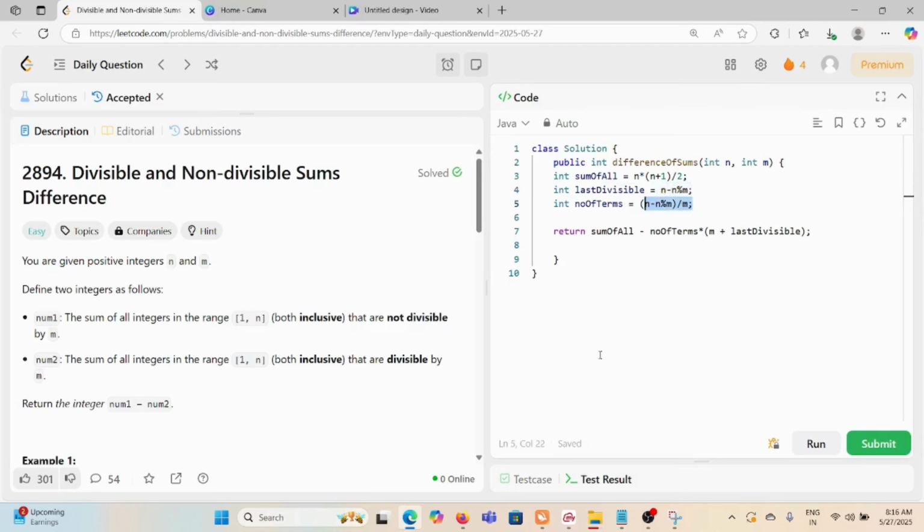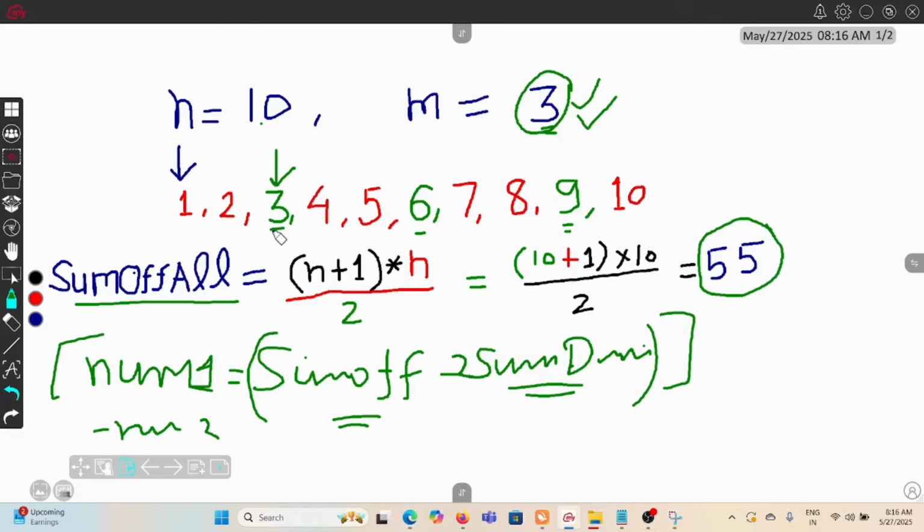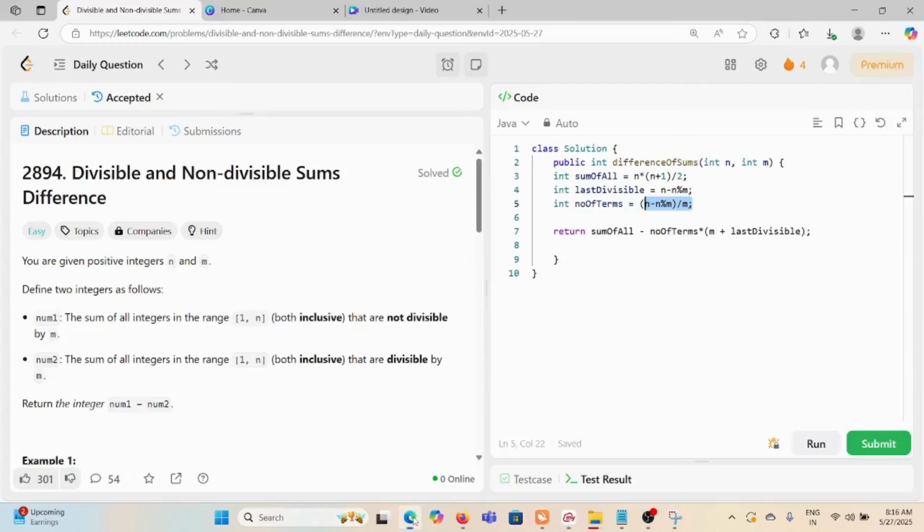For example, in this case we already found it here. See here, first is 3 and last is 9. Then how many terms? 3, 6, 9. So how can we get that? 9 divided by 3, right? So it would be 3 terms. You can check here, this arithmetic progression has 3 numbers only, 3, 6 and 9. So total 3. For that reason, we have found the number of terms, we have found the last divisible value, and the first value is always m.